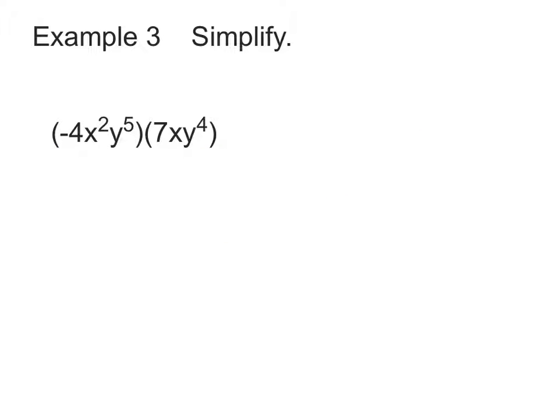In my next example, it's going to be very similar. Once again, I'm going to use the commutative and associative properties to do this. I'm going to take the coefficients and put them in their own set of parentheses. And I'm going to take all the x's and put them in their own set of parentheses, x to the second times x. And then take the y's and put them in their own set of parentheses.